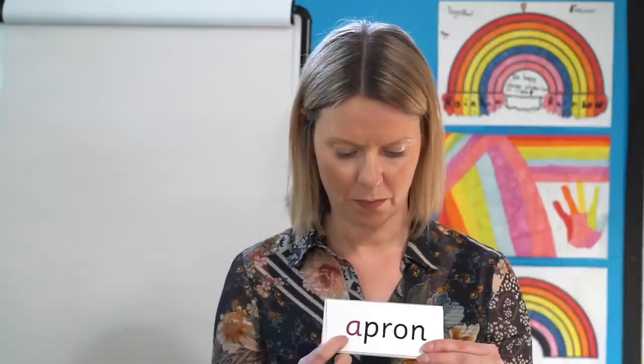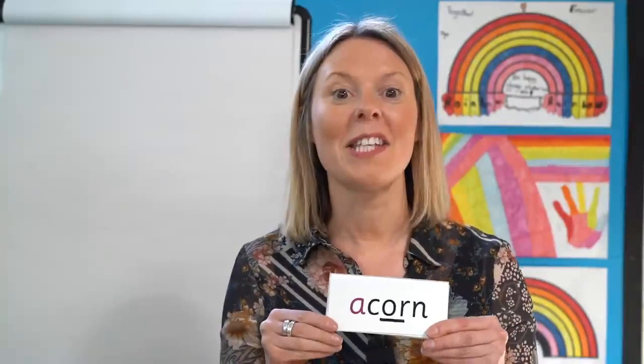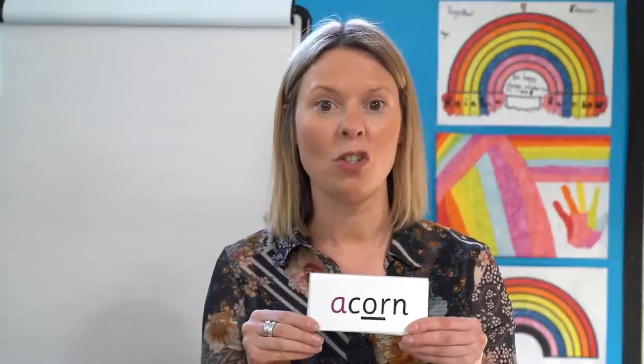Brilliant. That was excellent. Now let's read some words with our new grapheme for the sound A. Have a look at this word. Sound talk each grapheme and then blend to read the word aloud. Now let's read the word together. A-p-r-o-n. Apron. Did you get it right? Well done. Sound talk each grapheme and then blend to read the word.